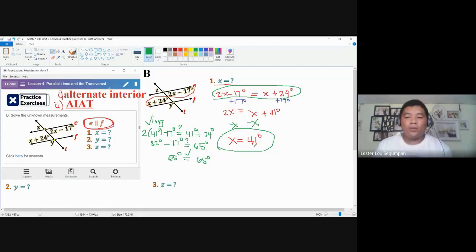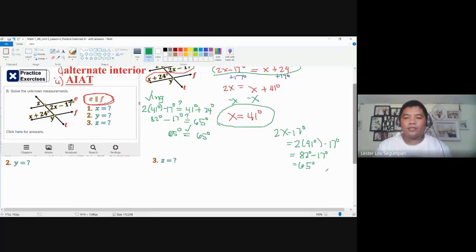When we substitute this value into any of the two or both angles here, the purpose of that is for us to have an easier solution for angles y and angle z later. So if we say 2x minus 17 degrees, when we substitute x to be 41 degrees, that's actually given to be 82 degrees minus 17 degrees. That's 65 degrees for this angle here.